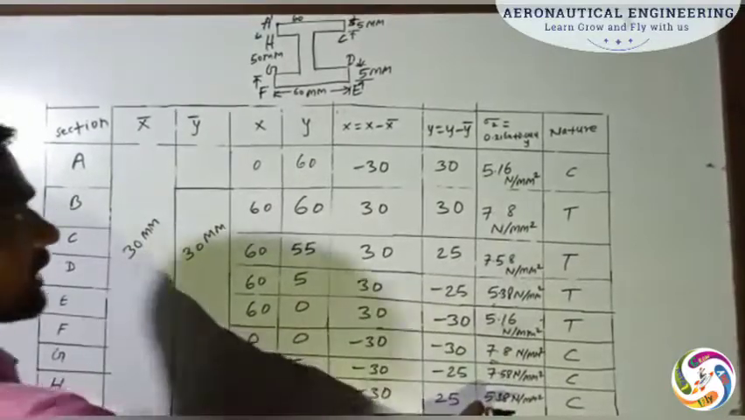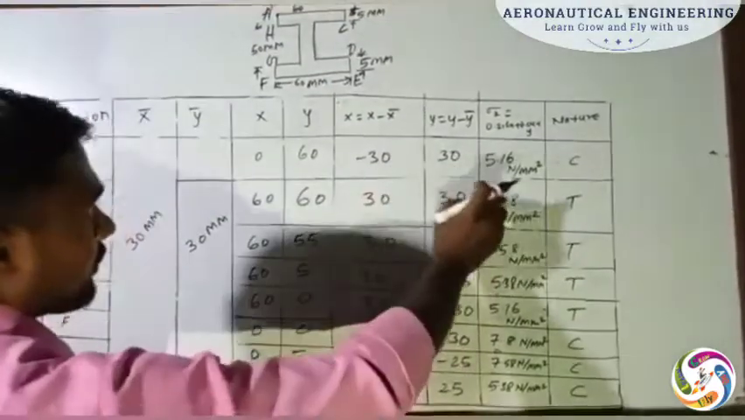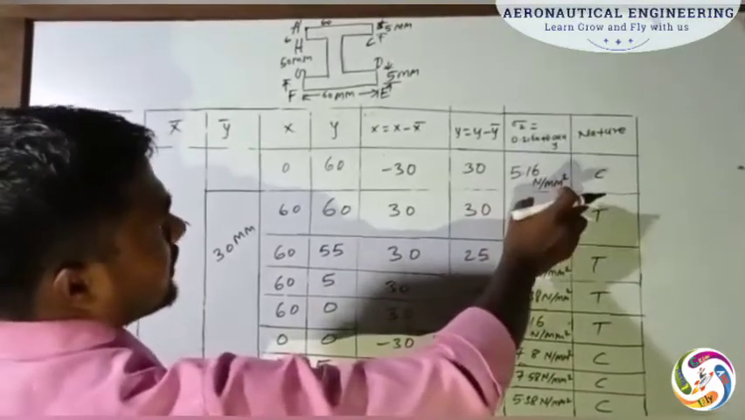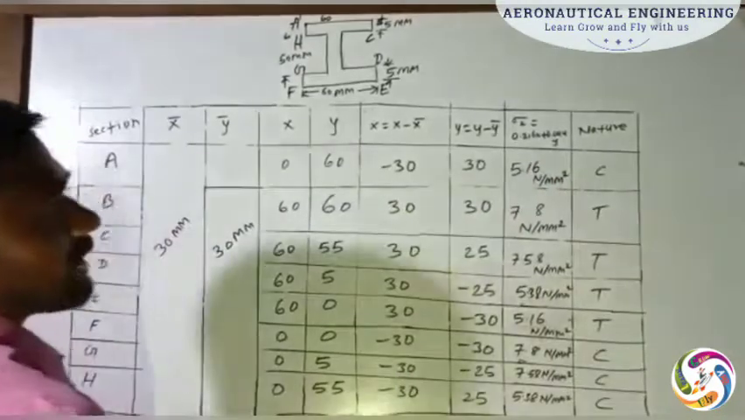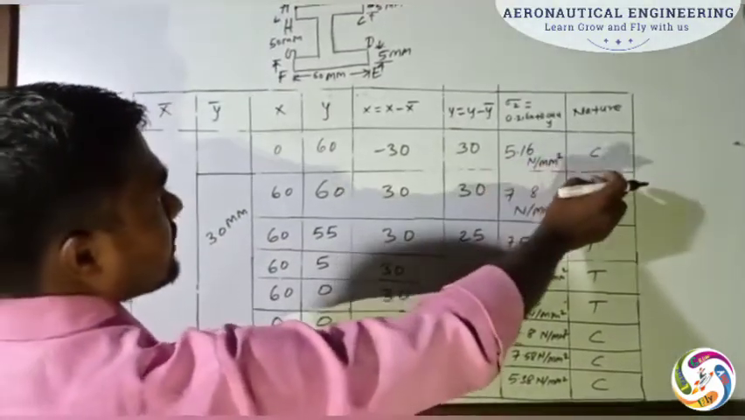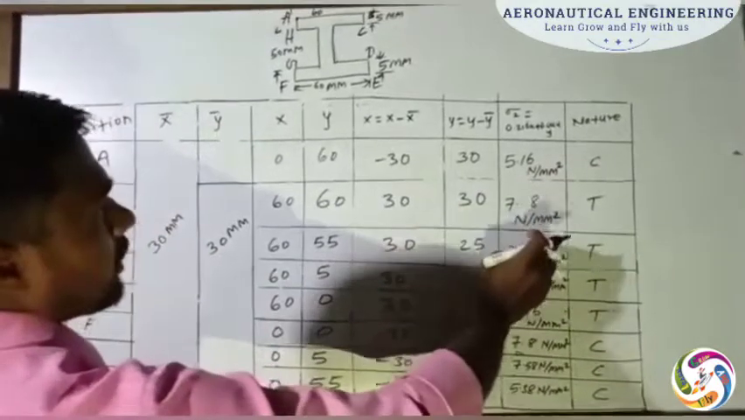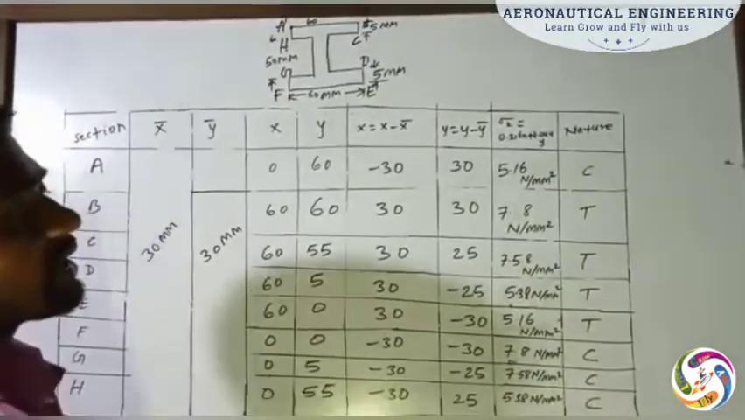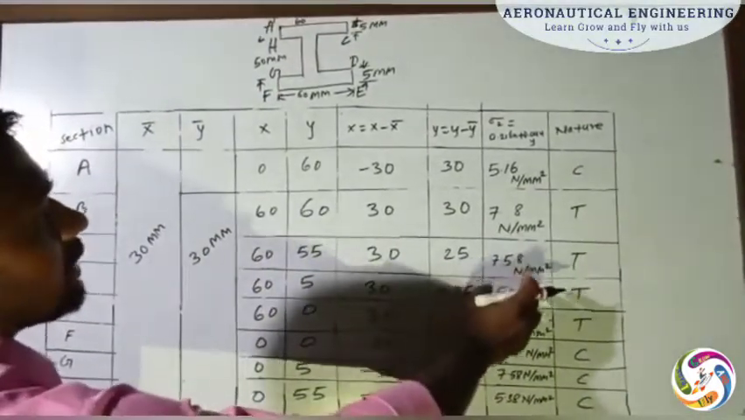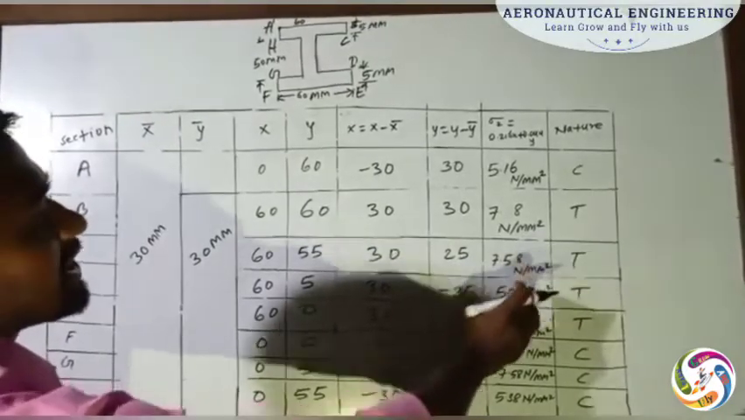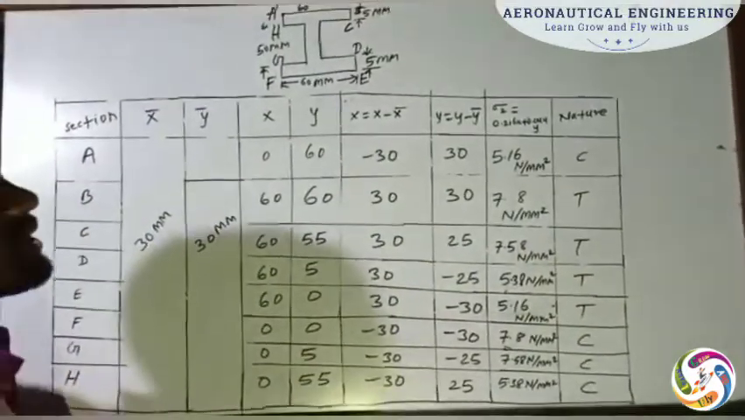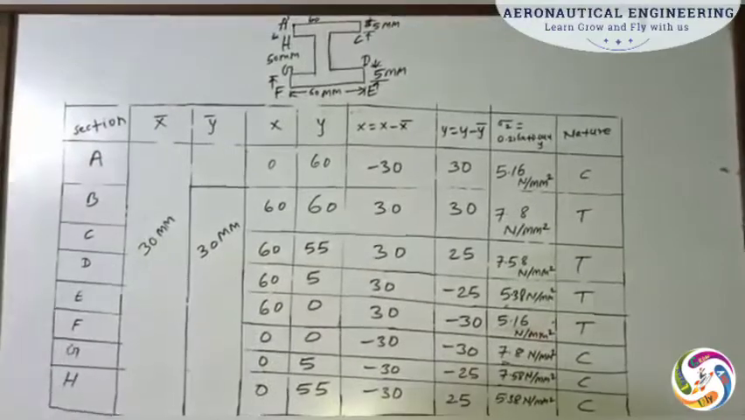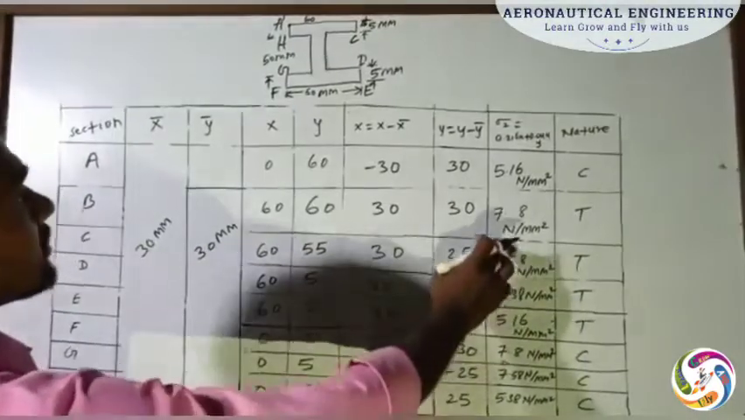Now the nature. If we calculate this sigma z, it will become negative 5.16. So the negative sign means compressive bending stress. So the nature of this bending stress is compressive, and if you calculate this and it becomes positive, then tensile. If the value of bending stress after calculating comes positive, it means tensile; if it comes negative, we just write compressive. In this way the table is finished.